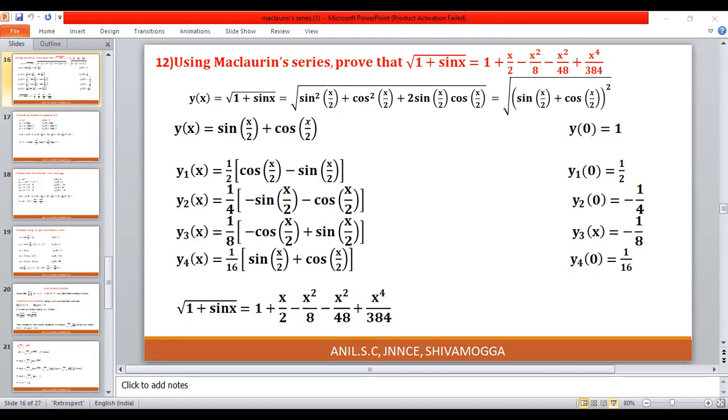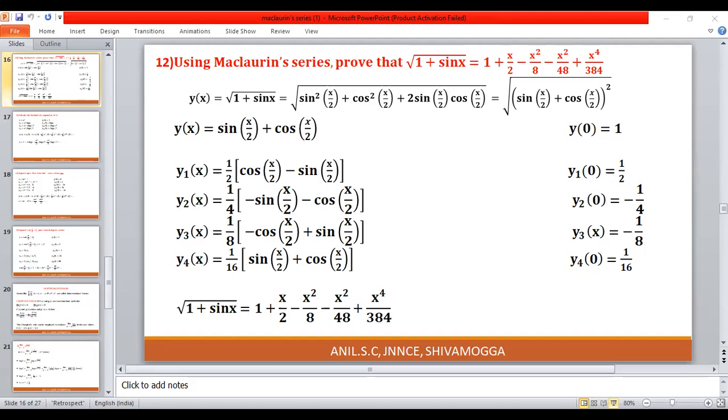Yeah. I think this is the last problem we discussed in the previous class: square root of 1 plus sin x. Let's discuss two more problems in this method and finish off this.